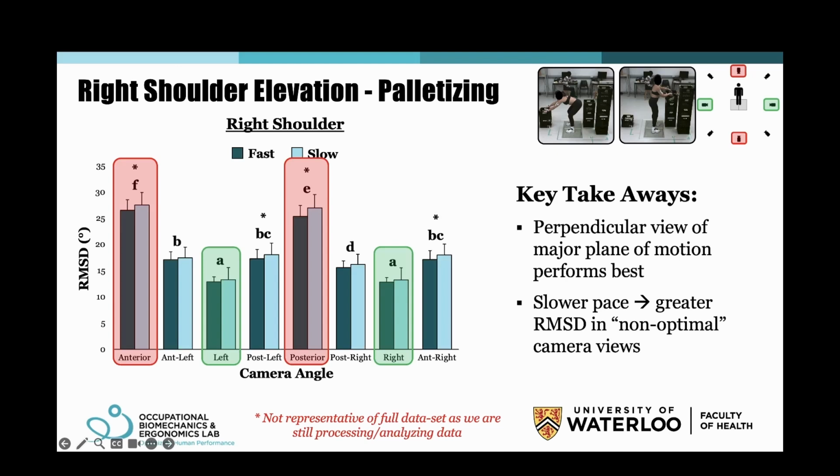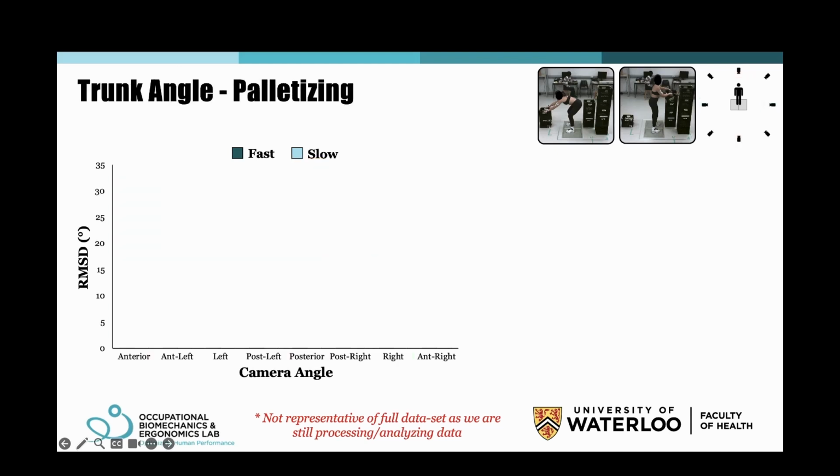And here we're also seeing that at those non-optimal views, a slower pace is generating some higher RMSD values. Now looking at the trunk angle during the palletizing task, we haven't looked at that yet. We looked at flexion extension here.